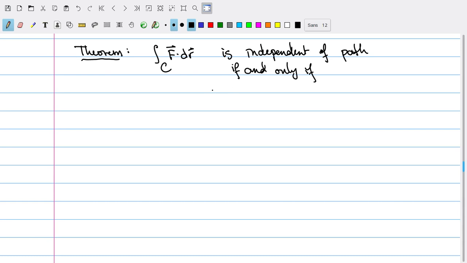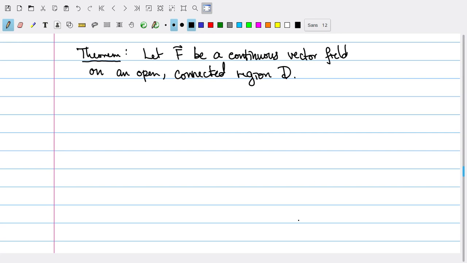In fact, what we've shown is that a line integral over C of F dot dr is independent of path if and only if the integral over every closed curve is 0. In fact, we can prove the more general following theorem. These are all equivalent to the idea that F is conservative. Let F be a continuous vector field on an open connected region D. Then the following are equivalent.